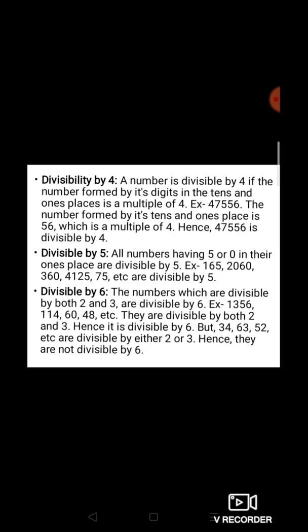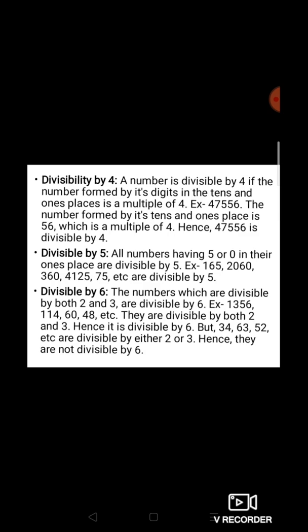If we divide 56 by 4, there is no remainder. That means 56 is a multiple of 4. So this proves that the number 47556 is divisible by 4. We don't have to divide the whole number. We only have to focus on the tens place and the ones place digits, and then see whether that is a multiple of 4 or not, and that is all for divisibility by 4.